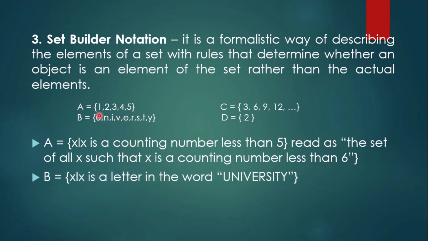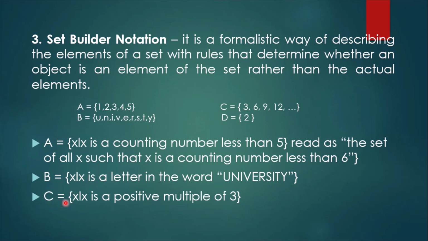How about B? Set B is equal to all x such that x is a letter in the word university. C, x such that x is a positive multiple of 3. And D, x such that x is an even prime number. So those are the three methods of describing sets. We have the roster or listing method.